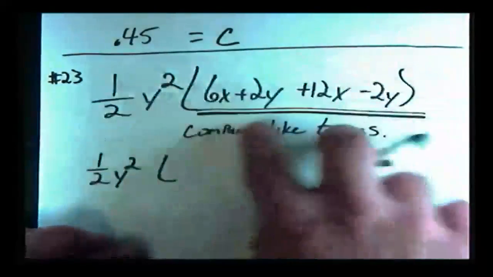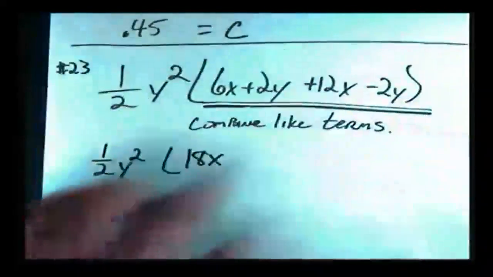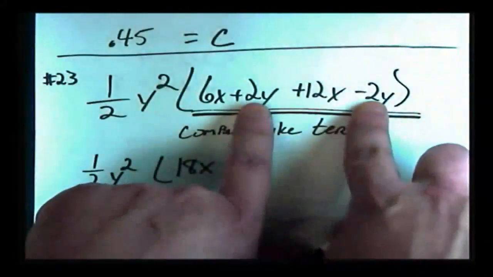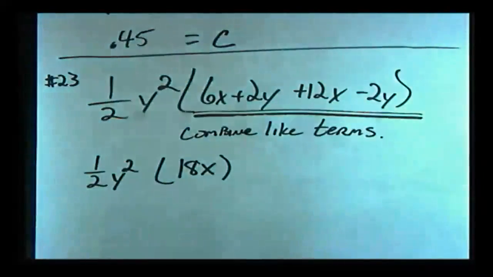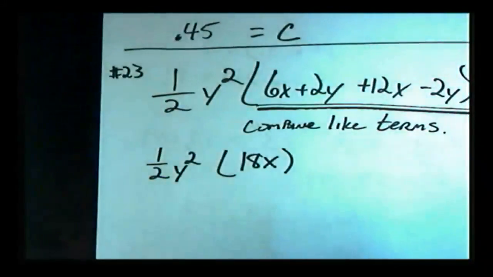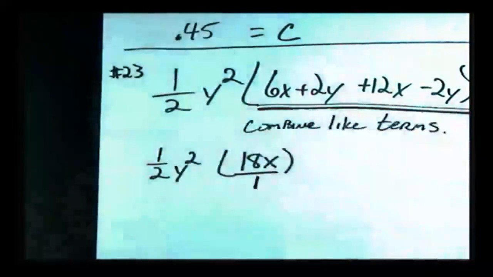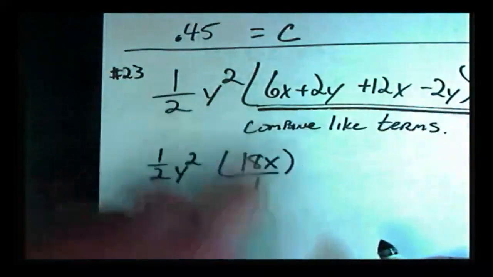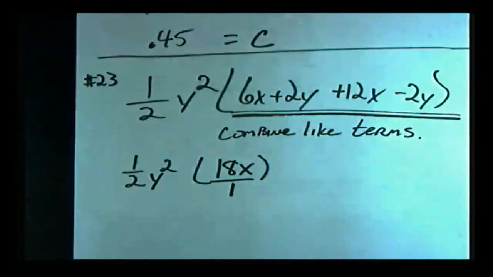So I still have this out here. 6 plus 12 right here is 18 x's. And a plus 2y and a minus 2y is 0. I'm done with combining those like terms. Now I'm going to multiply these two terms together. And when you multiply fractions, it's top to top and bottom to bottom. Numerator to numerator, denominator to denominator. So I get 18 times 1.